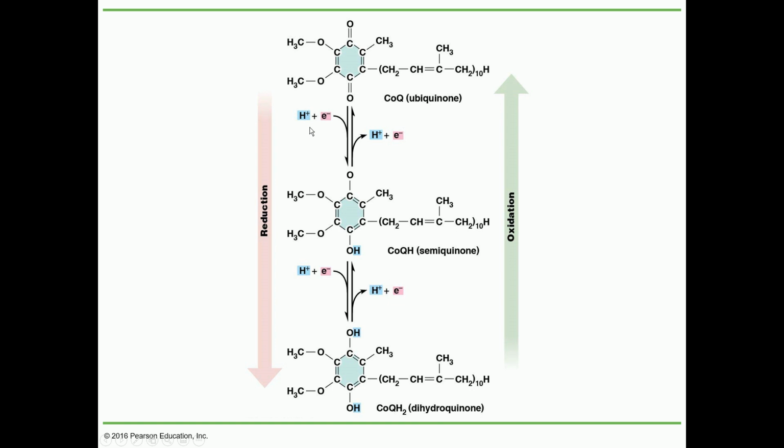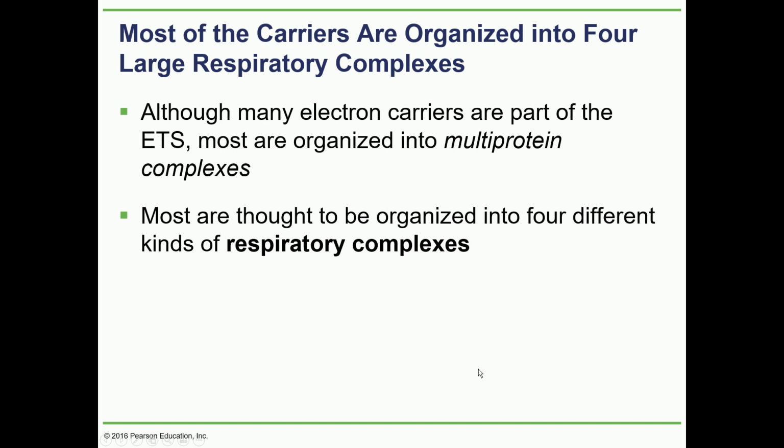You can see that this is ubiquinone. In the first step it accepts 1 proton and 1 electron, and it gets converted into semiquinone. Okay. 1 electron and 1 proton make 1 hydrogen atom, so that is attached here, and in the next step it again accepts 1 proton and 1 electron, and then another hydrogen atom is attached here, and that results in the formation of dihydroquinone.